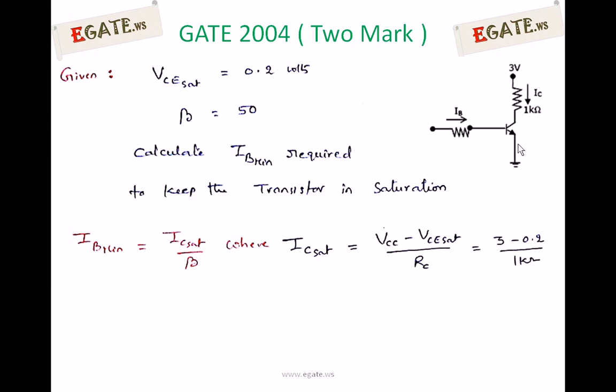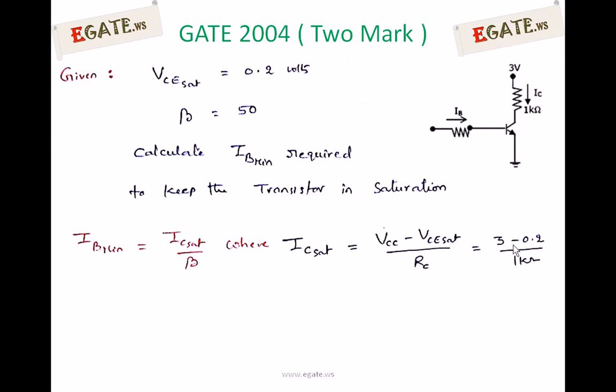How much current flows whenever the transistor is in saturation? It is VCC minus VCE saturation by RC. From the output KVL we can write the equation for IC, which becomes IC saturation whenever the transistor is in saturation. So IC saturation can be written as VCC minus VCE saturation by RC.